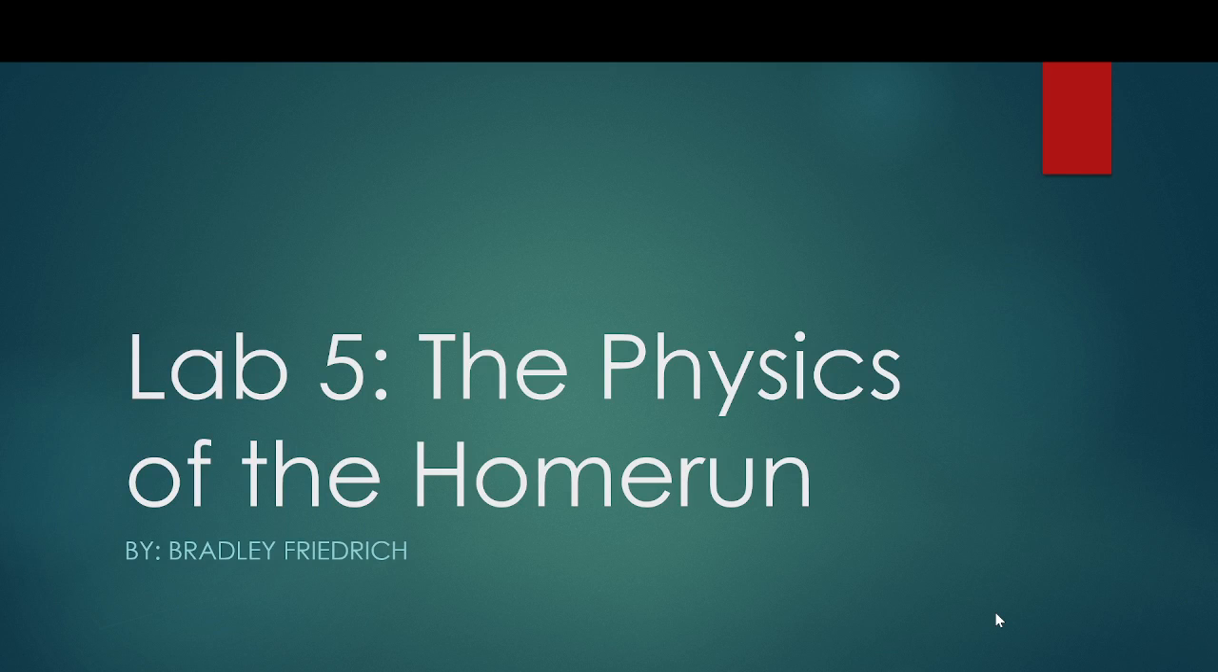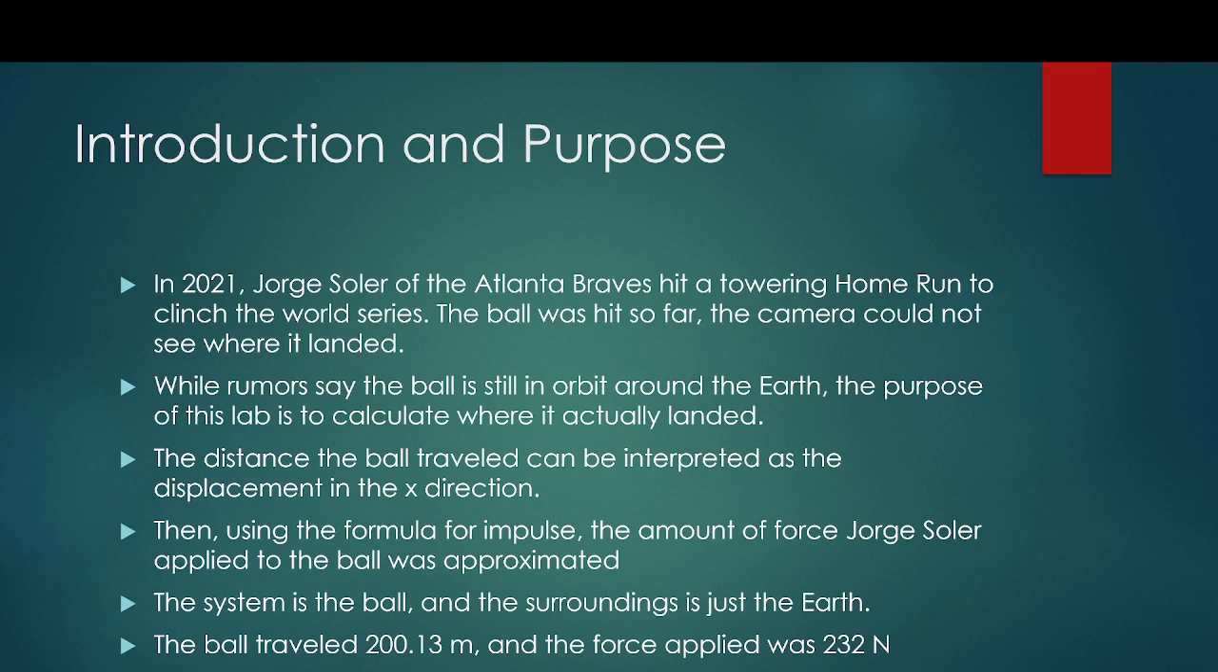Lab 5, the physics of the home run. In 2021, Jorge Soler of the Atlanta Braves hit a towering home run to clinch the World Series. The ball was hit so far, the camera could not see where it landed after it left the stadium. While rumors say the ball is still in orbit around the Earth, the purpose of this lab is to calculate where it actually landed. The distance the ball traveled can be interpreted as a displacement in the x direction.